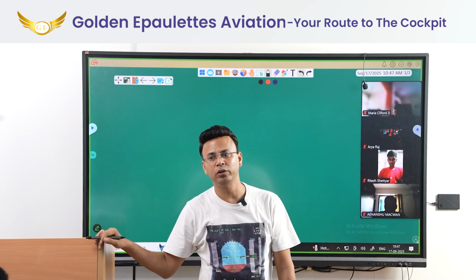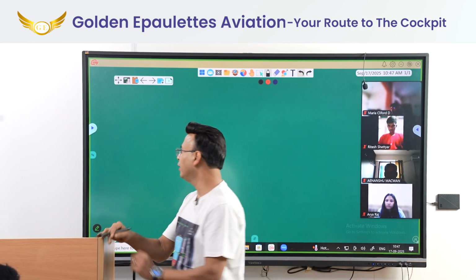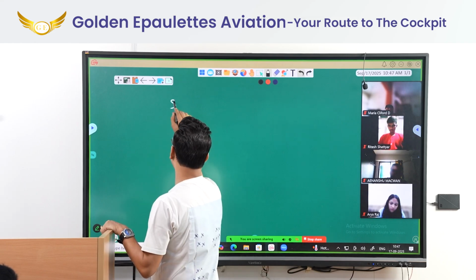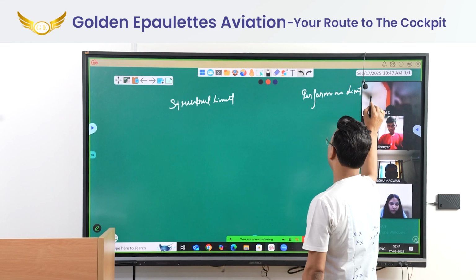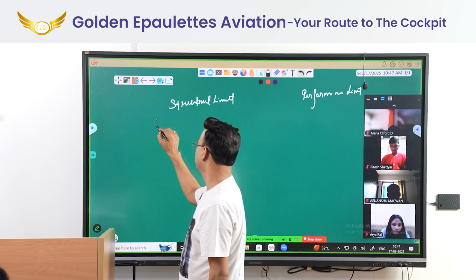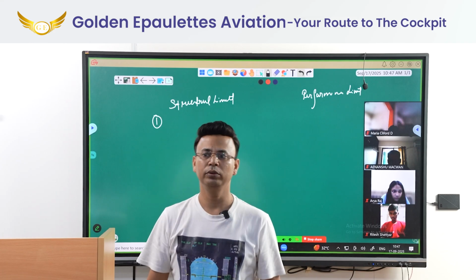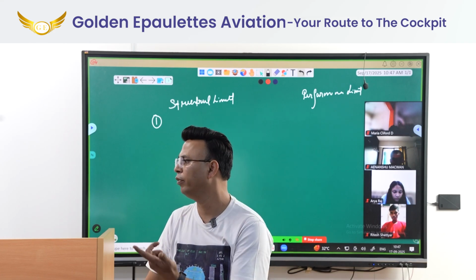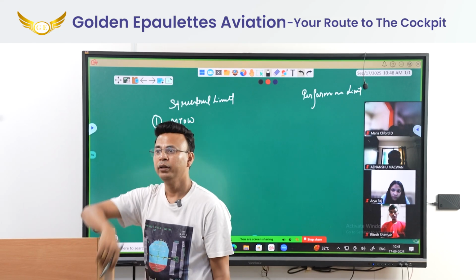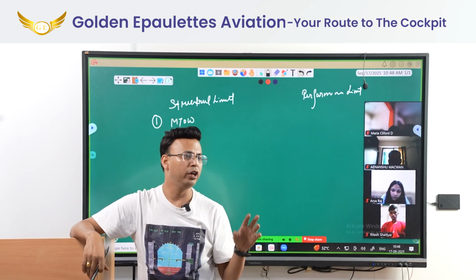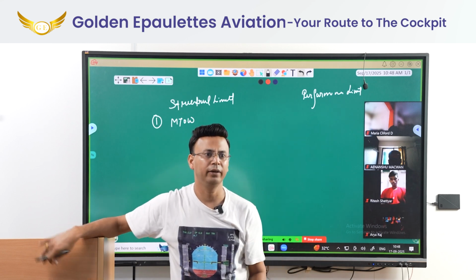There are two kinds of weight limitations. One is called structural limit, the other is called performance limit. What does the structural limit mean? It means the manufacturer will give you the max allowed takeoff weight for the aircraft. That is called MTOW, max authorized takeoff weight without compromising structural integrity.